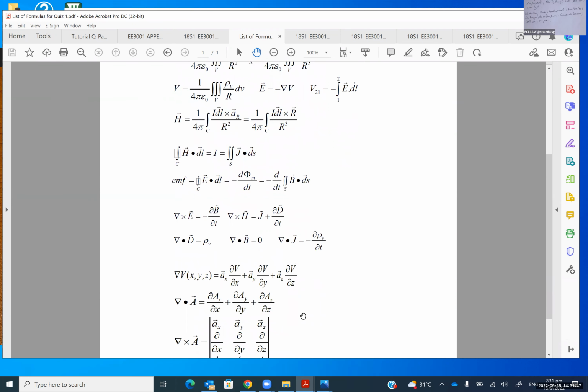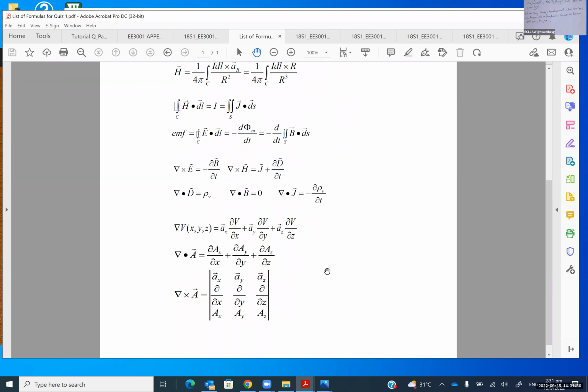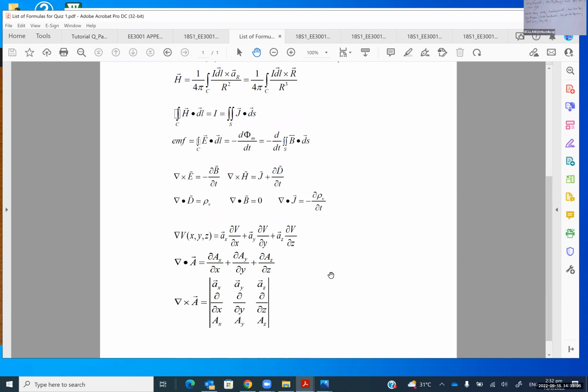These are all your vector manipulations: the gradient of a scalar, the curl of a vector, the divergence of a vector. All these are rectangular, no cylindrical given. Oh, interesting, no cylindrical given. So presumably the quiz doesn't have cylindrical. Is that true? Not true, you know. I've at least come across one question that is cylindrical.